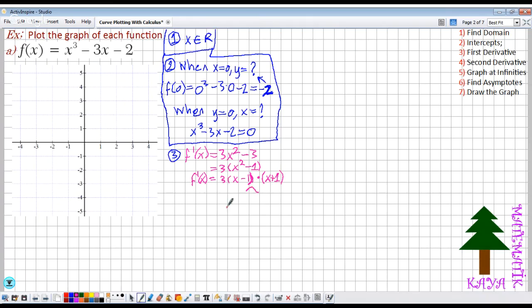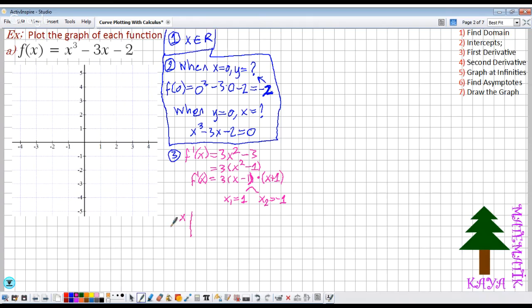So here we have two critical points, which make it equal to 0. The first critical point is positive 1, from here: 1 minus 1 makes 0. And the second critical point is negative 1, from here: minus 1 plus 1 makes 0.